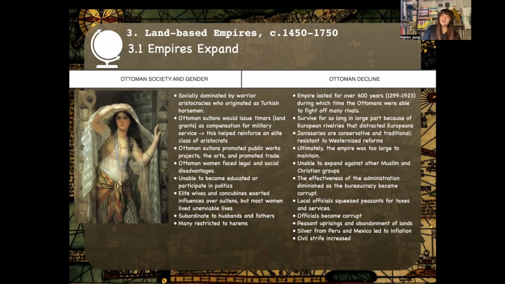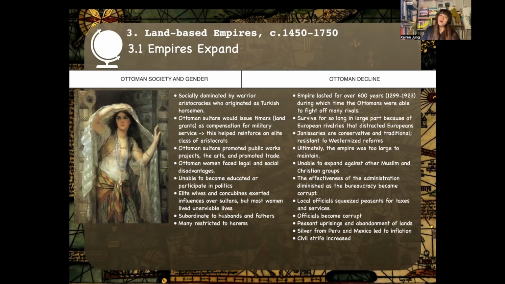You couldn't be educated, you couldn't participate in politics. Elite wives and concubines exerted influences over sultans, but a lot of women lived very sad lives. As a matter of fact, they were subordinate to their husbands and fathers. You couldn't even really leave the house without a man by your side, and a lot of women were restricted to the harems and concealed from outside eyes.